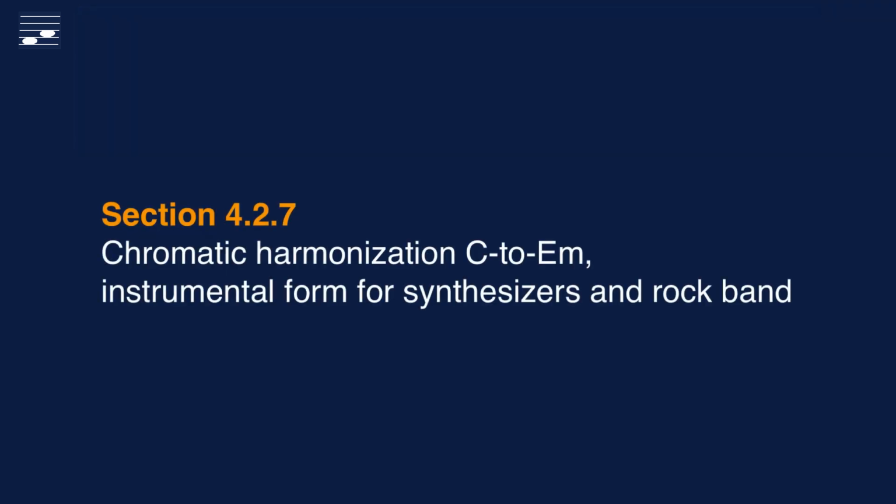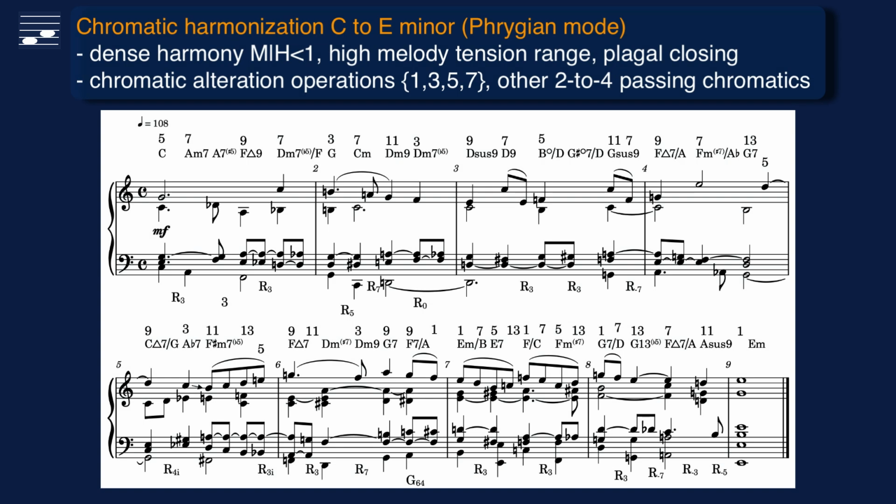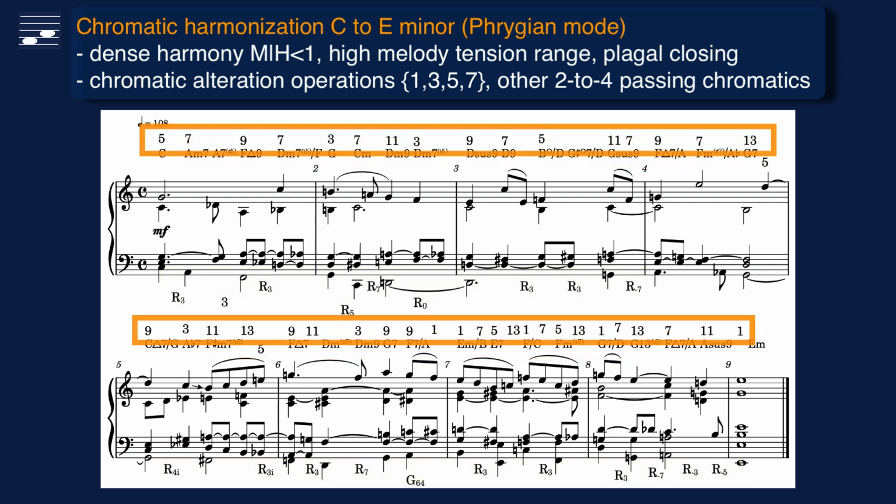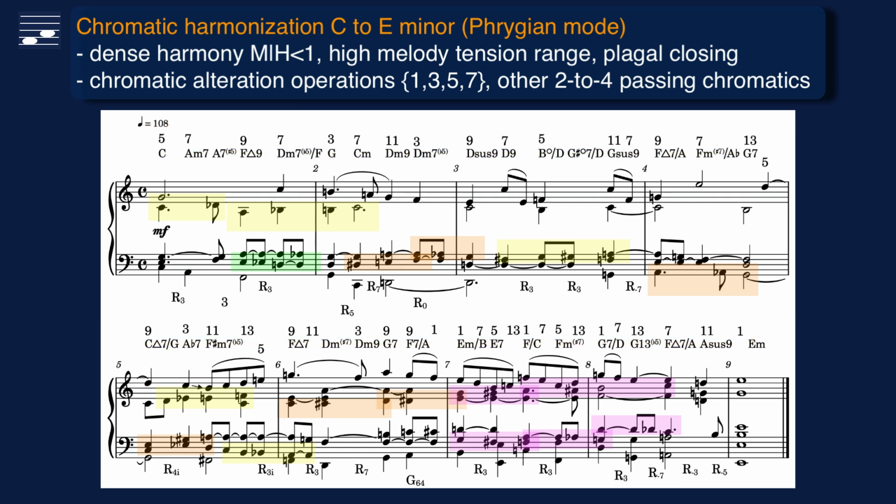The final example in this tutorial moves from C major to E minor mode, with a fresh chromatic harmonization that is not based on a diatonic harmony source. This is dense harmony with a mix of triads and extended chords, and a mix of diatonic and chromatic root cycles. The markings show single chromatic operations on the chordal functions 1, 3, 5 and 7, a number of coinciding chromatic groups near the end, and other 2 to 4 note chromatic passing tones.